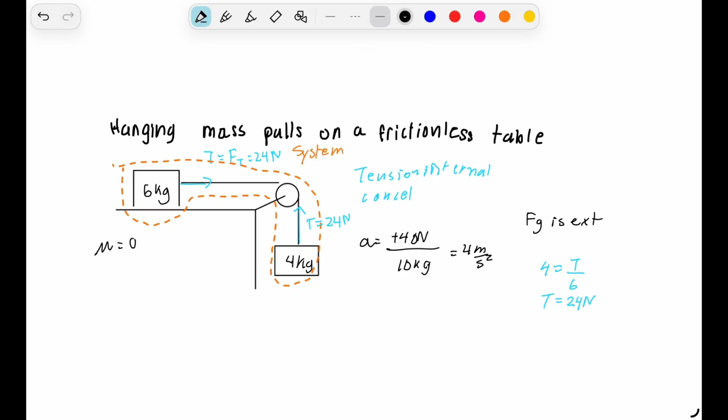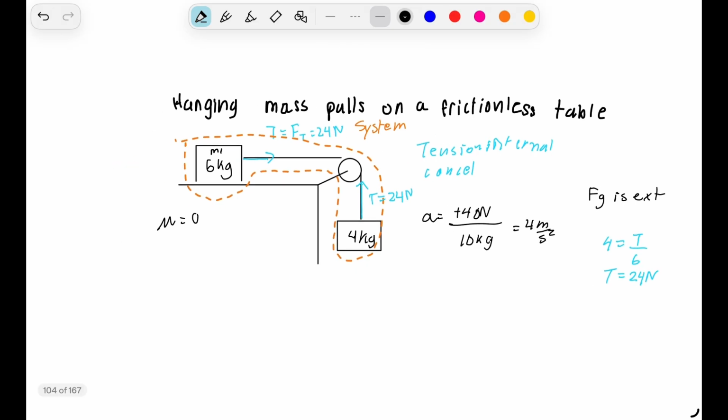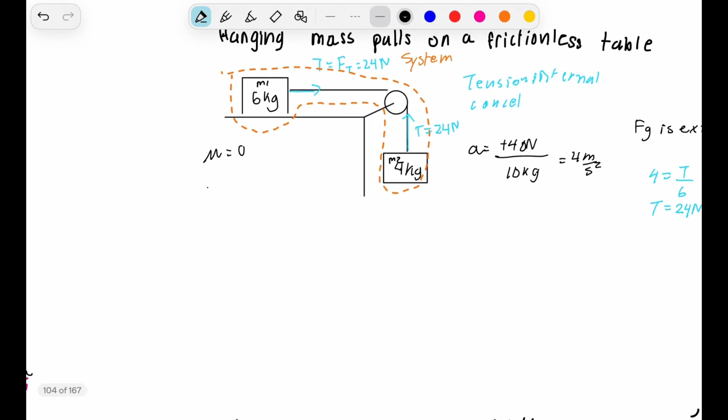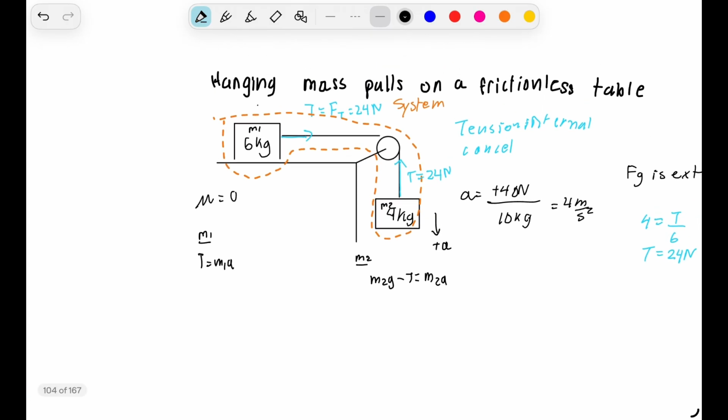Now for our next question, we are going to have a hanging mass that pulls on a frictionless table. Well, we have a block, we'll call this M1, that sits on this frictionless table and it's connected over a pulley to a block M2. So for M1, you have that tension is equal to M1A. Now for M2, you have that M2G minus T is equal to M2A, because we're going to make this our positive acceleration direction, and then we're going to make this our positive acceleration direction.